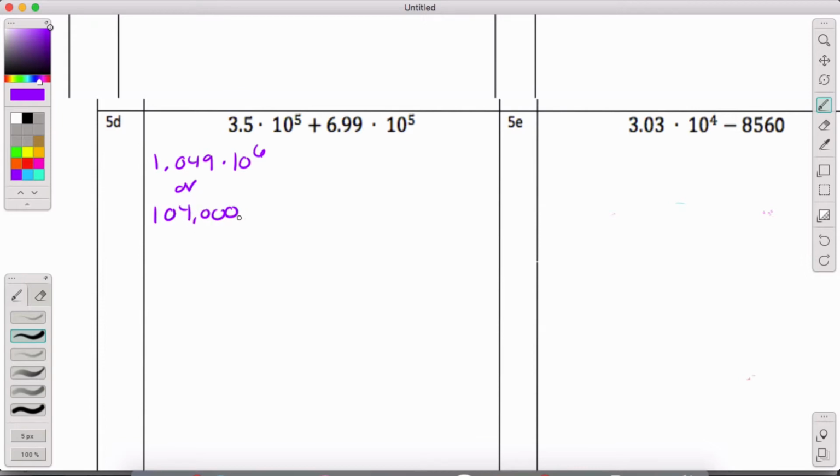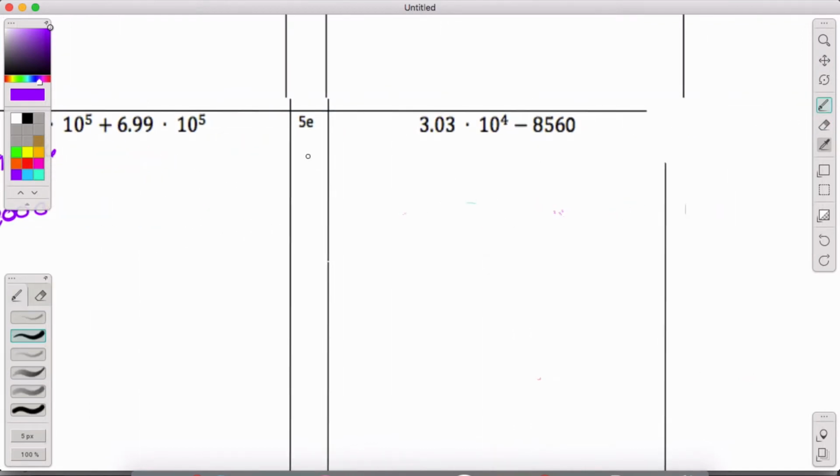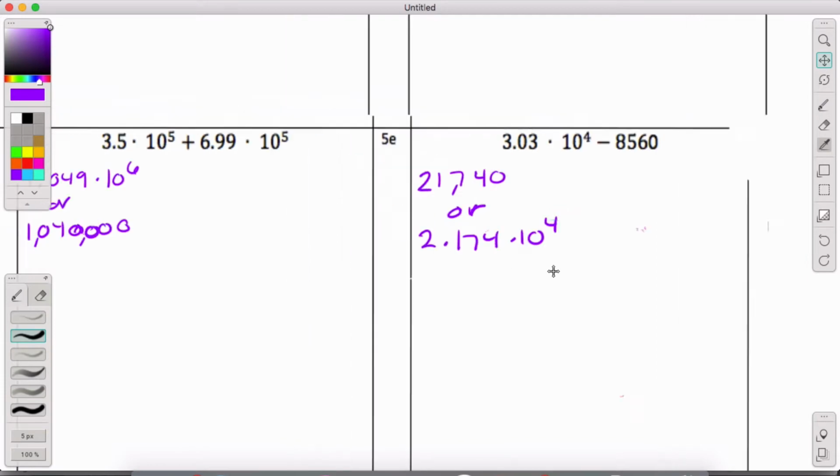That's what I meant, 1,040,000. All right, and 5E, standard notation, let's mix it up a bit, would be 21,740. See, I got that one right. Spoke it well. That's not proper English, guys. Don't repeat that. All right, and you'd have 2.174 times 10 to the 4th power. There you go. So those are your quick answers for this page.